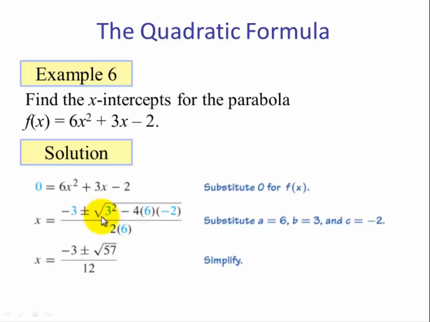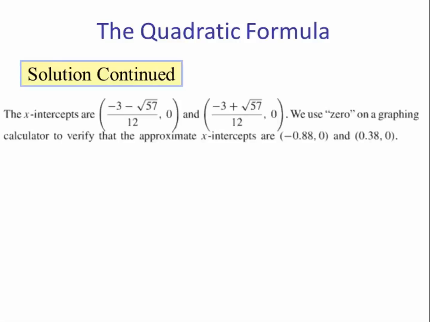Evaluating what's under the radical, we get 57. So we have negative 3 plus or minus the square root of 57 divided by 12. 57 is not a perfect square, nor does it have any perfect square factors. So these two numbers are our exact solutions. So the x-intercepts are (negative 3 minus the square root of 57)/12, 0, and (negative 3 plus the square root of 57)/12, 0.